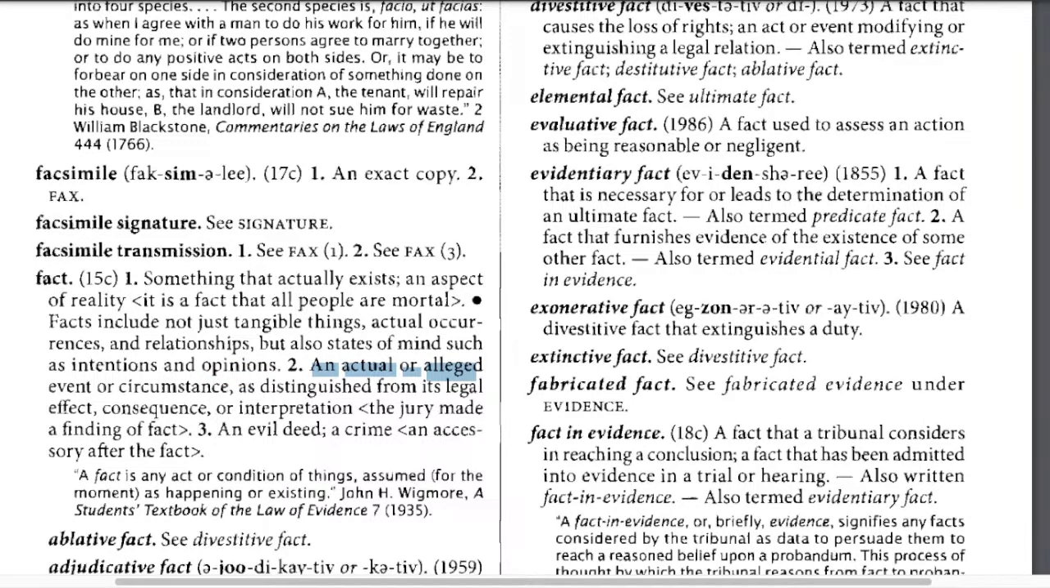An actual or alleged event or circumstance. Look at this, actual or alleged. And we already went over allegation. Event or circumstance. Now, that means it hasn't been substantiated with fact, which we're going over now, as distinguished from its legal effect, consequence, or interpretation. So an actual or alleged event or circumstance, as distinguished from its legal effect, consequence, or interpretation. As distinguished. Key word here. So a fact is the actual or alleged event or circumstance as distinguished from its legal effect, consequence, or interpretation.